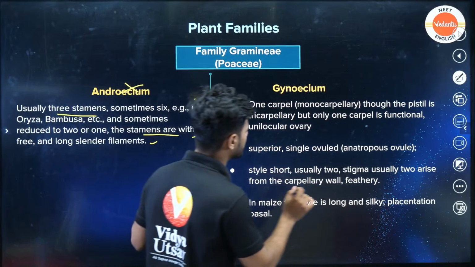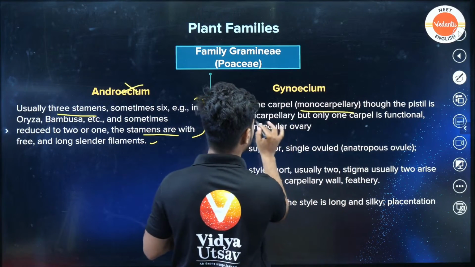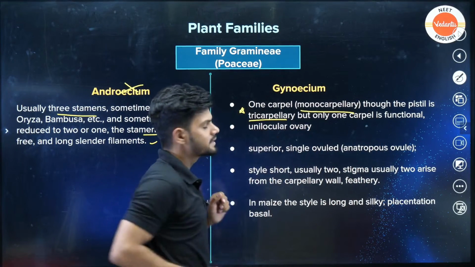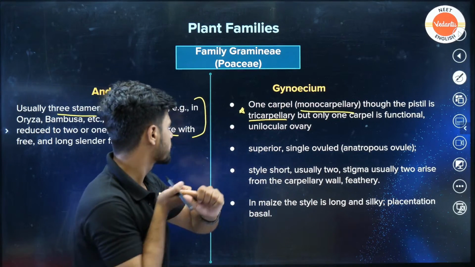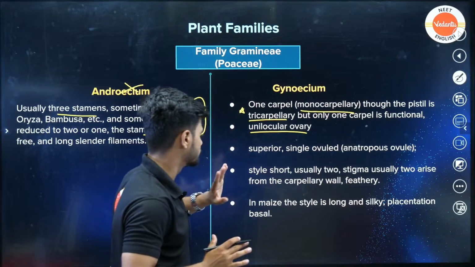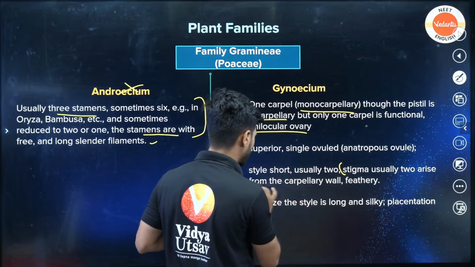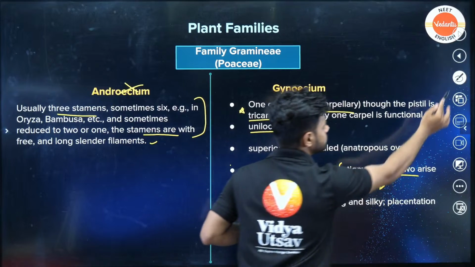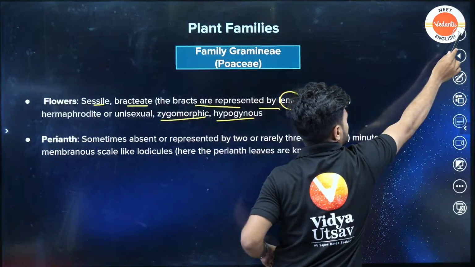Now under gynoecium you need to remember it is monocarpellary, or it can be tricarpellary, but only one carpel is functional. Very important point here. In the tricarpellary condition, only one is functional, the others are non-functional. We have a unilocular ovary, superior, single ovulated, anatropous ovule. The stigma is going to be feathery, usually two arising from the top, feathery in nature.